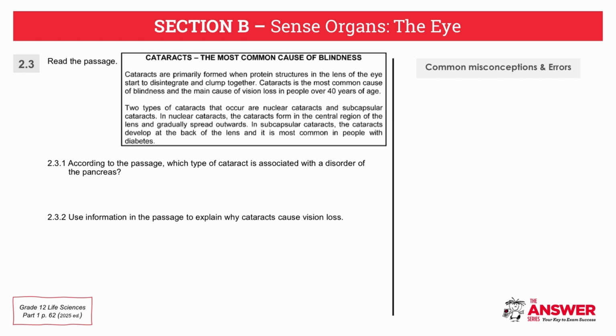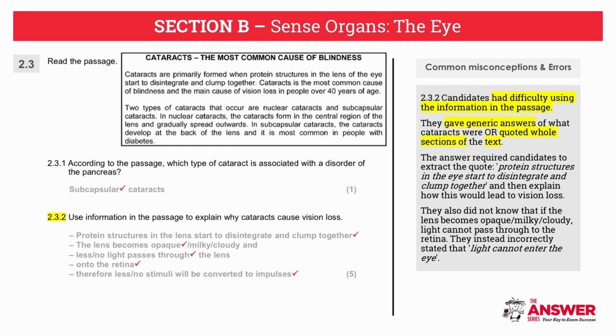Question 2.3 has to do with the sense organs, the eye. So cataracts primarily form when protein structures in the lens of the eye start to disintegrate and clump together. Cataracts are the most common causes of blindness and also the main cause of vision loss in people over 40. Two types of cataracts occur: nuclear cataracts and subcapsular cataracts. In nuclear cataracts, they form in the central region of the lens and gradually spread outwards. And in subcapsular cataracts, they develop at the back of the lens and is more common in people with diabetes.